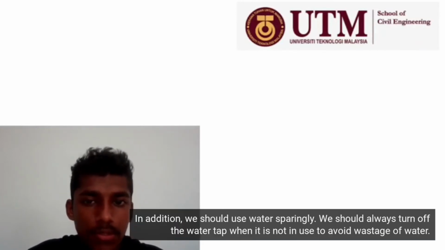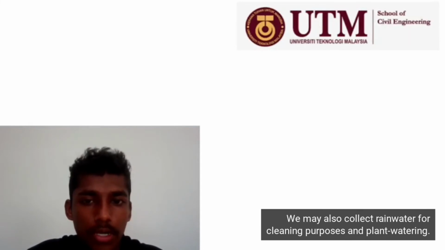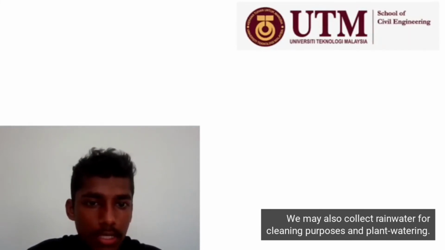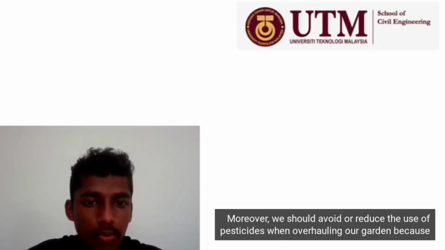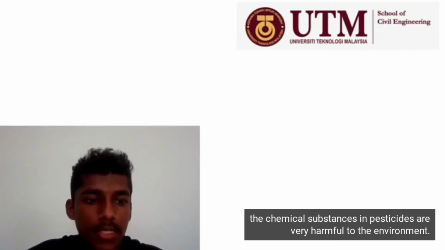Flora also limits the carbon dioxide in the water, which balances out the pH level. In addition, we should use water sparingly. We should always turn off water taps when they are not used to avoid wastage of water. We may also collect rainwater for cleaning purposes and watering plants. Moreover, we should avoid or reduce the use of pesticides when tending our garden because the chemical substances in pesticides are very harmful to the environment.